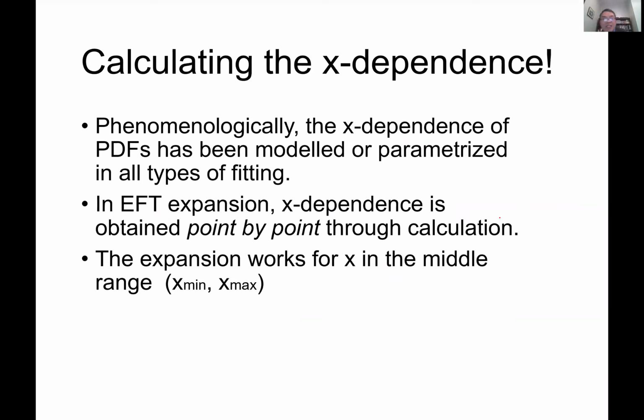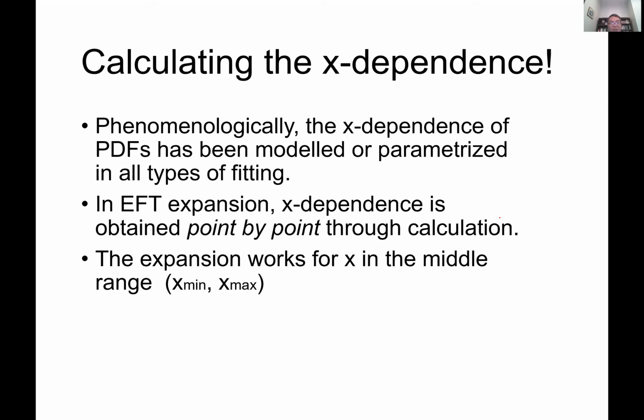So in this way, you can calculate the x dependence. This is quite significant because phenomenologically, as I said before, we don't know what the x dependence of the PDF should be like. We use some phenomenological parameterization or some models, and then we fit the parameterization. And we never know whether we got the function correct or not. Certainly a finite number of data would never tell you this. However, in the EFT expansion, the x dependence is calculated point by point through those kinds of expansions.